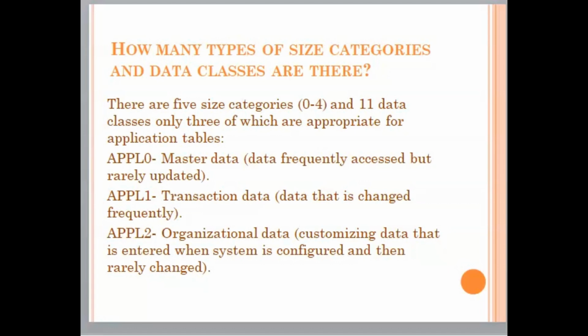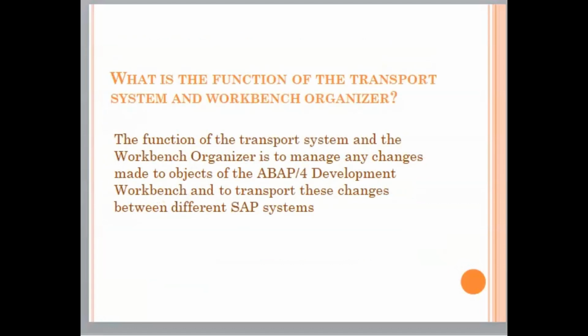Transaction data: data that is changed frequently. Organizational data: customizing data that is entered when the system is configured and then rarely changed. What is the function of the transport system and workbench organizer? Answer. The functions of the transport system and the workbench organizer are to manage any changes made to objects of the ABAP Development Workbench and to transport these changes between different SAP systems.